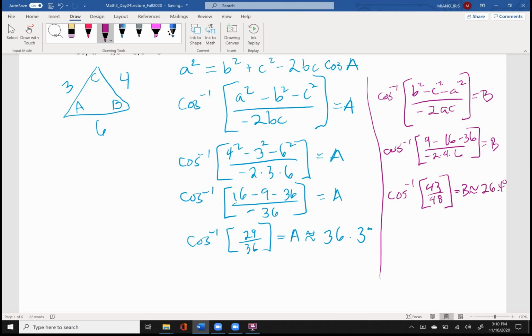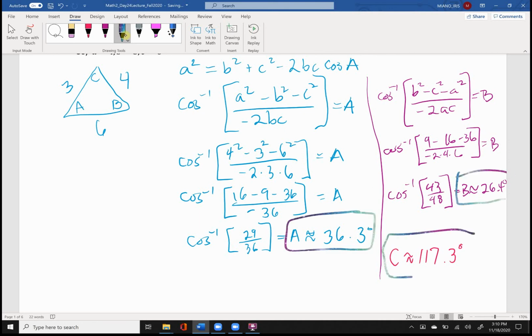Okay, add 26.4 to 36.3, and that will give you that C is therefore approximately 117.3 degrees. That is that. A, B, C, we've got all the angles. And we only ever have to use the law of cosines twice. If you're doing it a third time, you're doing too much work, because if you're using law of cosines, you can always figure out what the last angle should be by knowing that the interior angle sum of any triangle is 180 degrees.